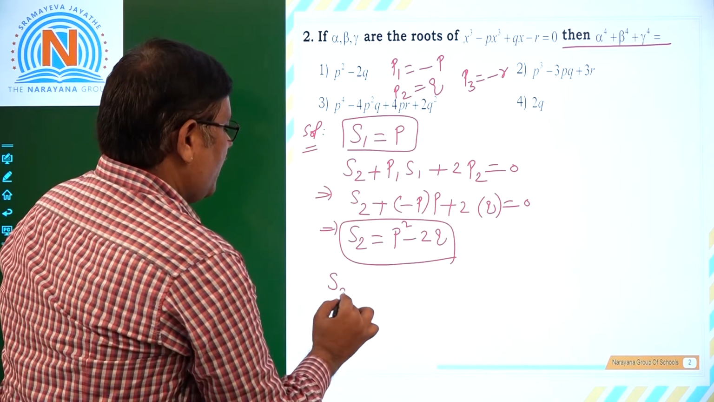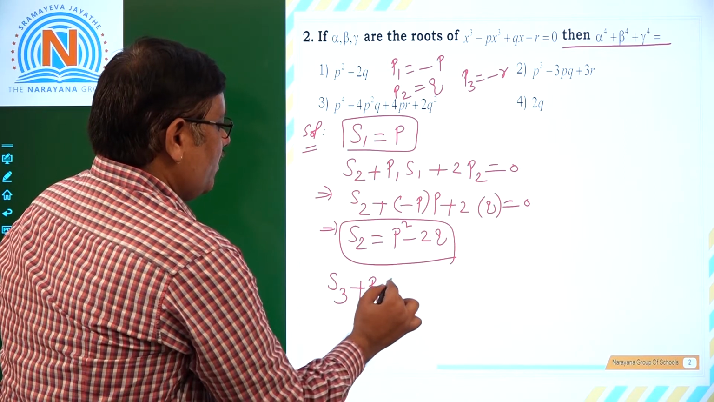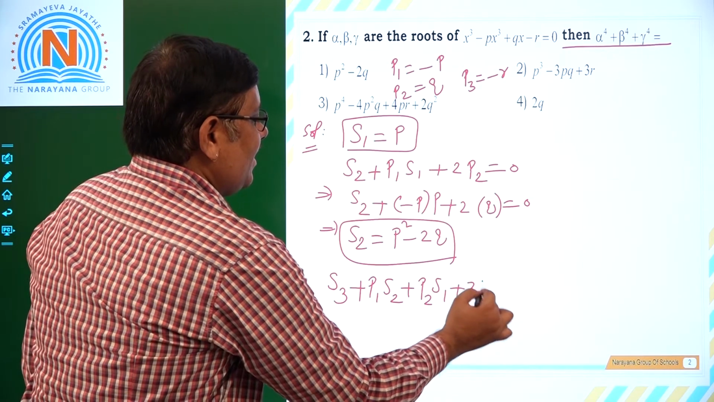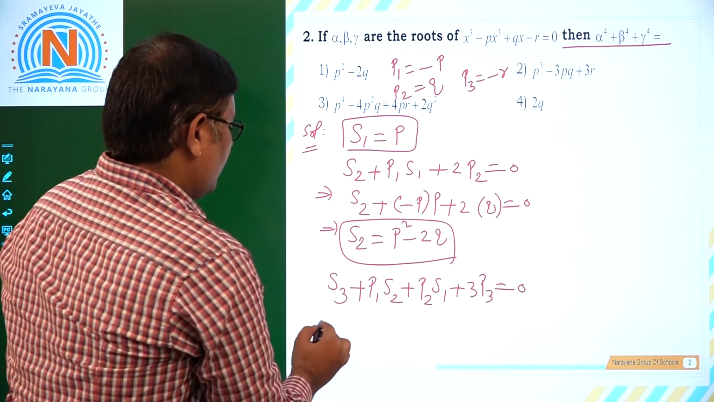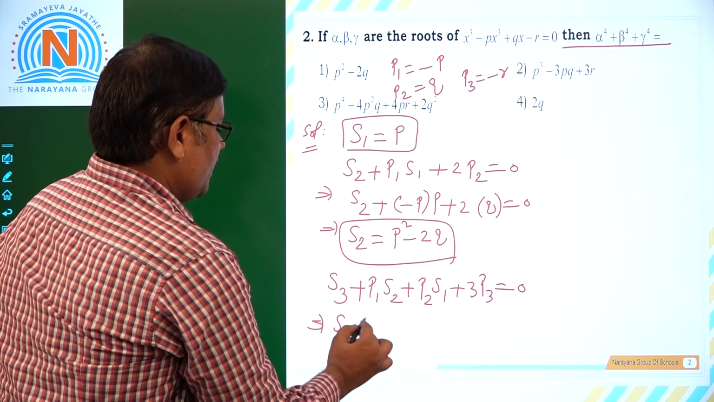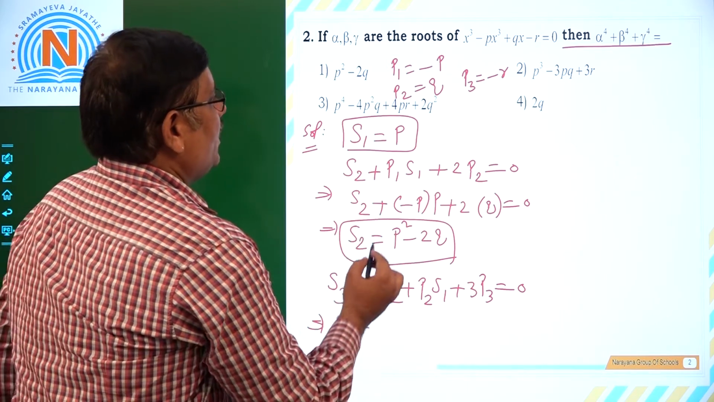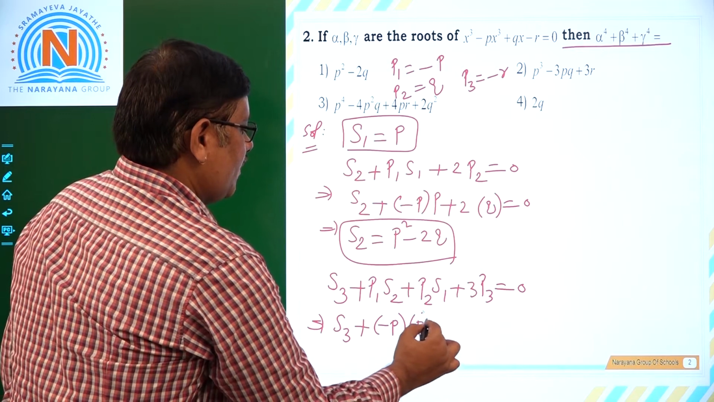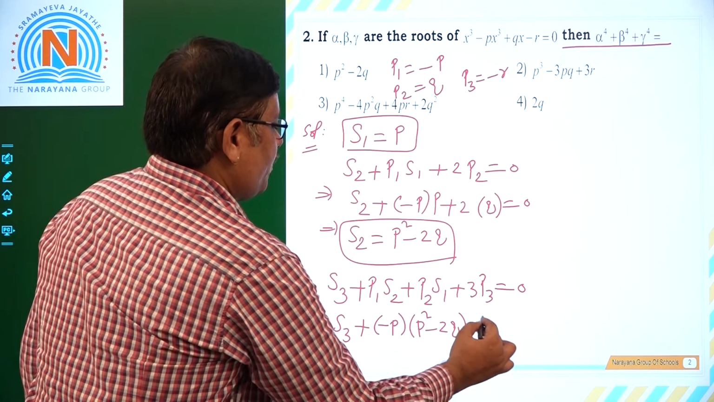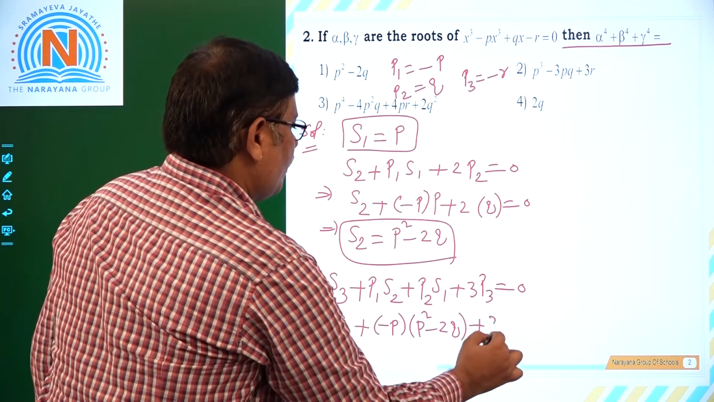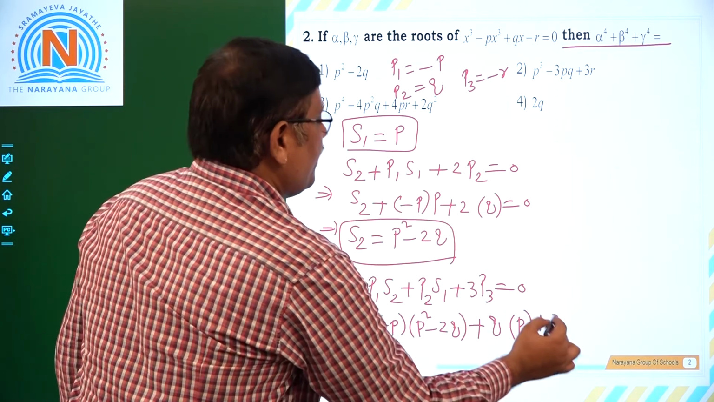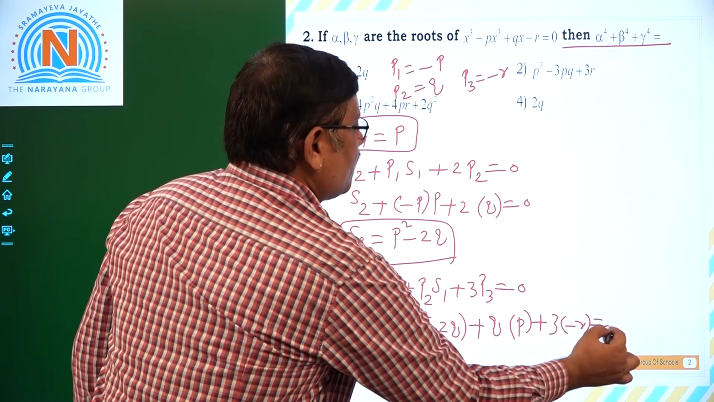Now what is S3? S3 plus P1 into S2 plus P2 into S1 plus 3P3 is equal to 0. That implies S3 plus P1, what is P1 here? P1 is minus P, into S2. S2 is P square minus 2Q, plus P2. P2 value is Q, Q into S1. S1 is P, plus 3 times P3. P3 is minus R. That is equal to 0.